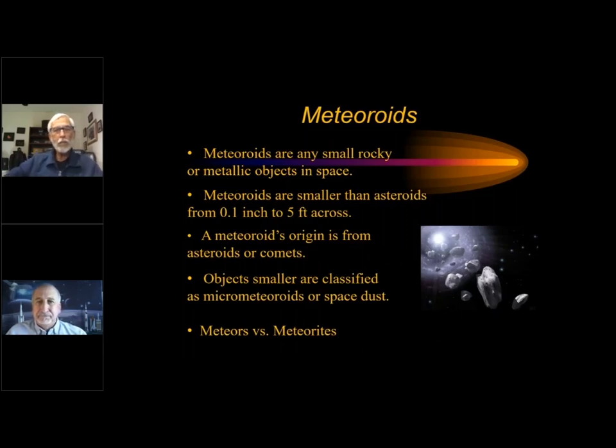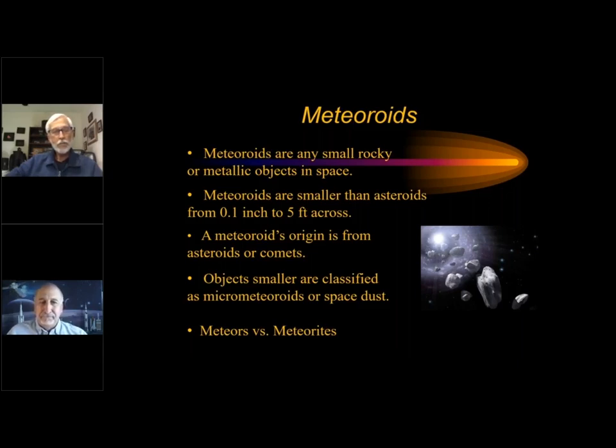So let's talk about meteoroids for a second. Really, the only difference between asteroids and meteoroids is that meteoroids are small asteroids. So you can see the description is they're still small rocky or metallic objects. The difference is they can be as small as 1/10 of an inch and up to a diameter of 5 feet across, which is when they would be called an asteroid.